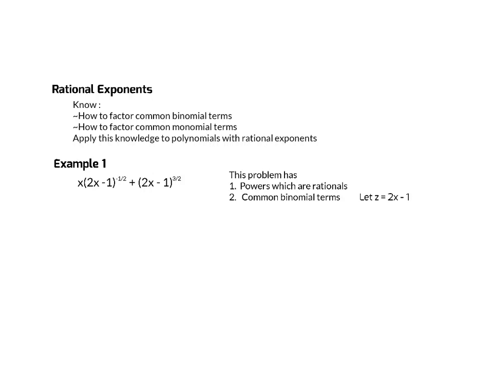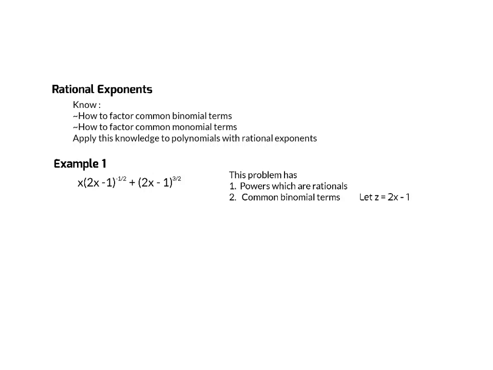You know how to factor common binomial terms. You also know how to factor common monomial terms. We will apply this knowledge to polynomials with rational exponents. Looking at this example, we see that it has two powers which are rational, a negative 1/2 and a positive 3/2. It also has a common binomial term, which is 2x minus 1.